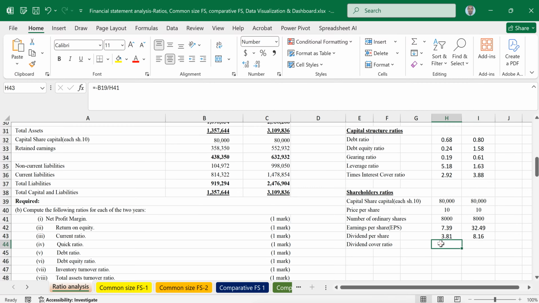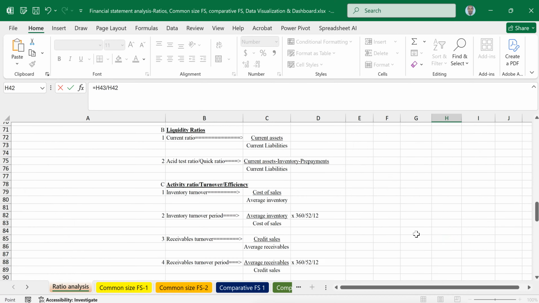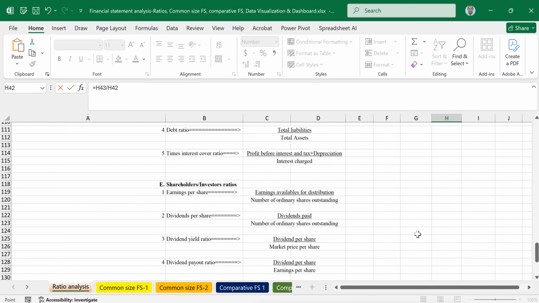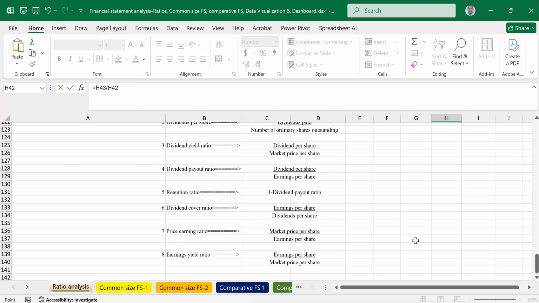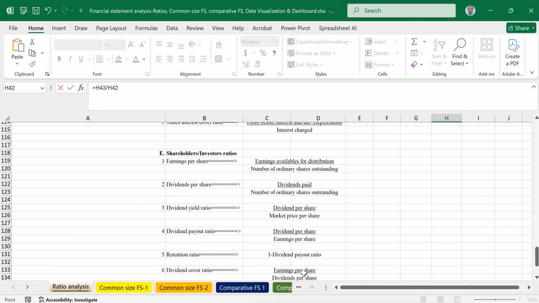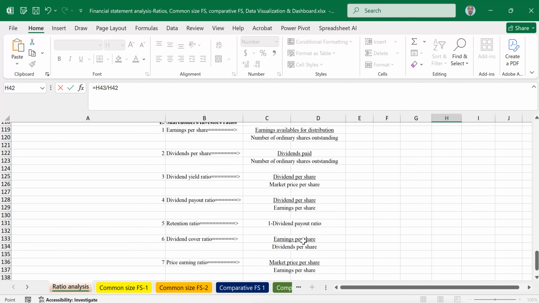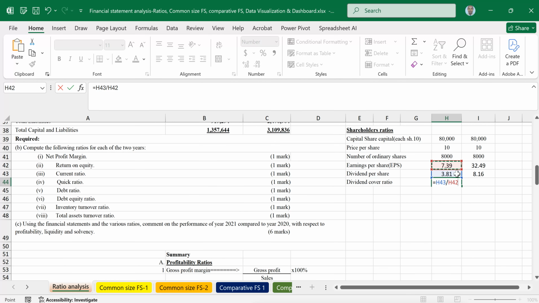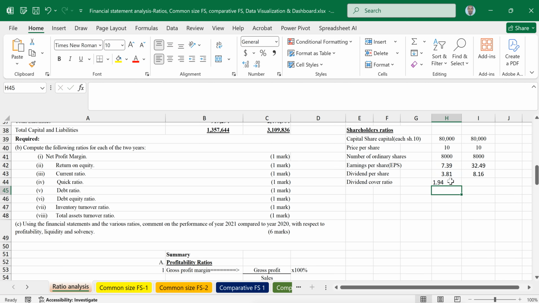How do we get dividend cover ratio? We can confirm that. Dividend cover is earnings per share over dividend per share. Earnings per share over dividends per share. So that is the dividend cover ratio. Then you drag this across.